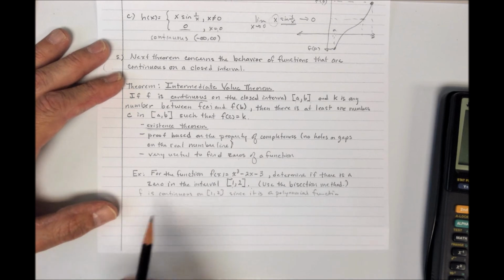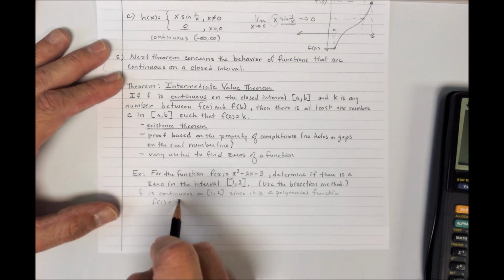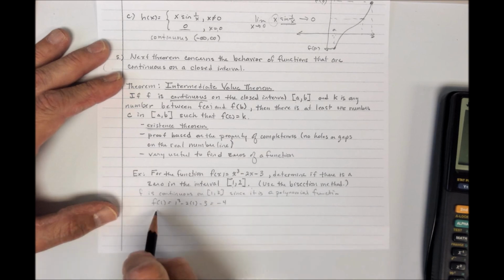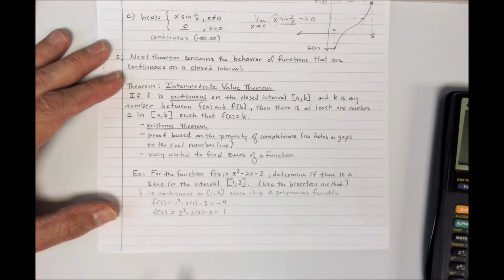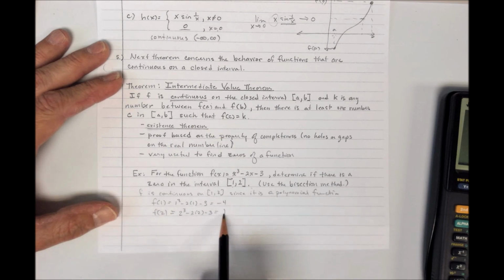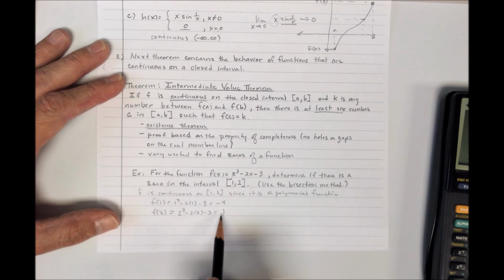So now I look at f of 1. F of 1 is 1 to the third minus 2 times 1 minus 3, which is going to be negative 4. I look at f of 2. F of 2 would be 2 to the third minus 2 times 2 minus 3, which is positive 1. So see, I have f of 1 is negative, f of 2 is positive. Because of the intermediate value theorem and because 0 is in between those two numbers, that guarantees me at least one number c such that f of c is going to be 0.